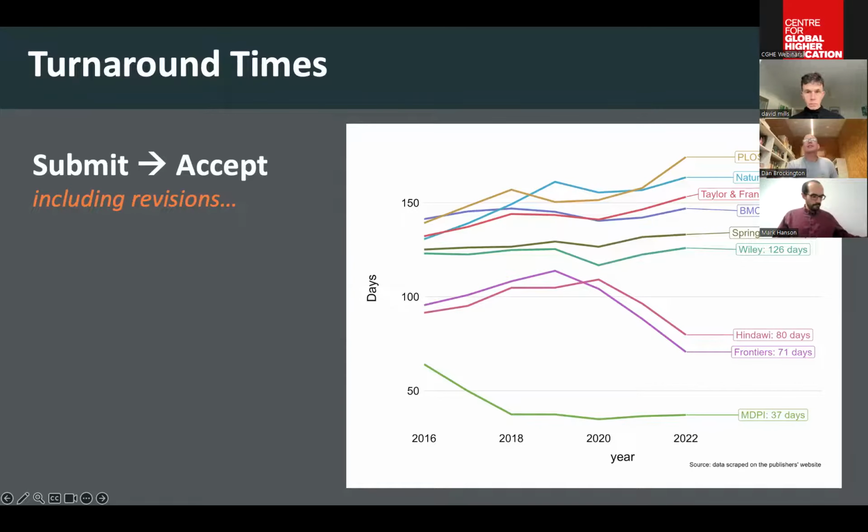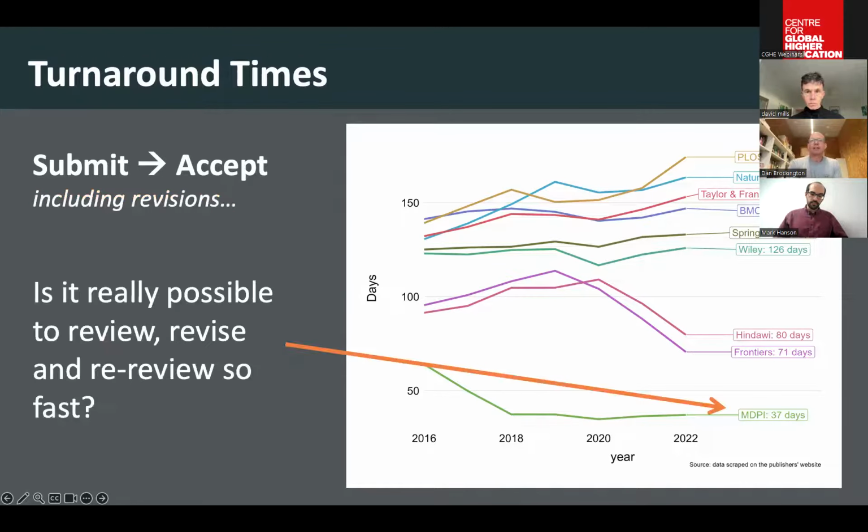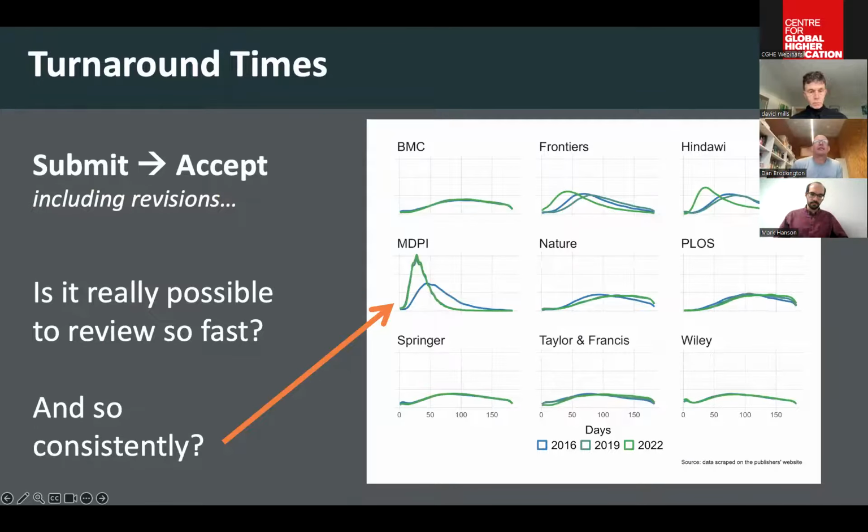But it's not just these turnaround times, it's this graph here, which is important, because you have to question, how is it possible to review, revise, and re-review within 37 days across an entire range of journals? It's also the fact that there's so little variation in that time. I think the standard deviation was, what, five days in this data set, or across a very large data set. Now, that's a remarkable similarity, which to my mind begs the question of how is that possible for so many different editors in so many different subjects to behave in such a similar way.